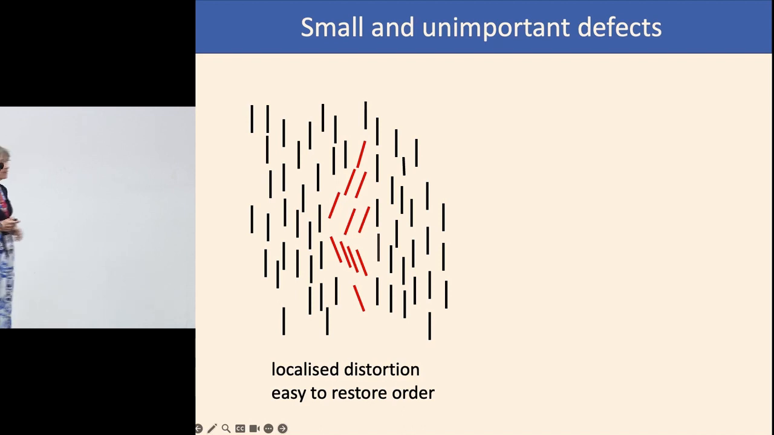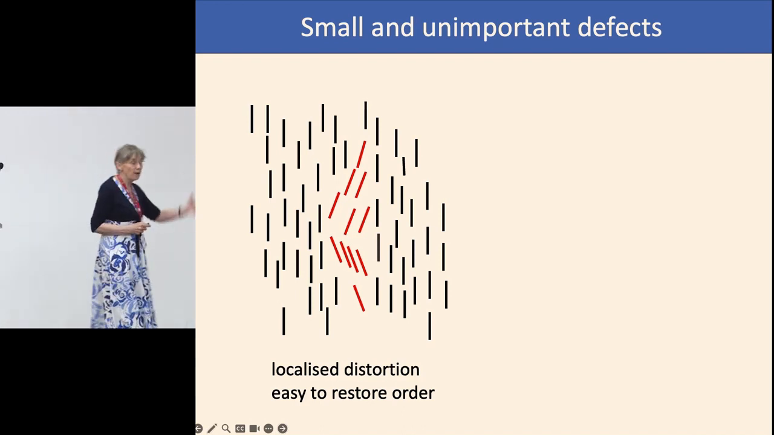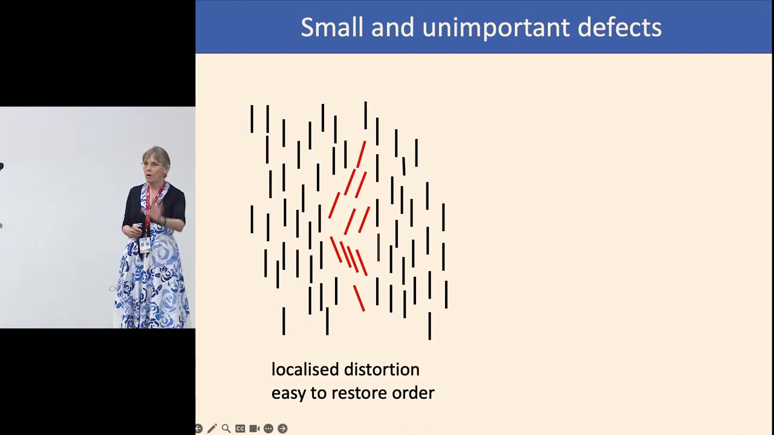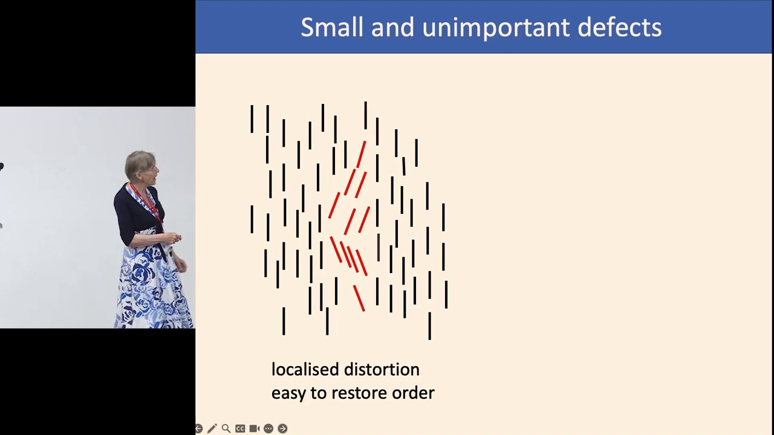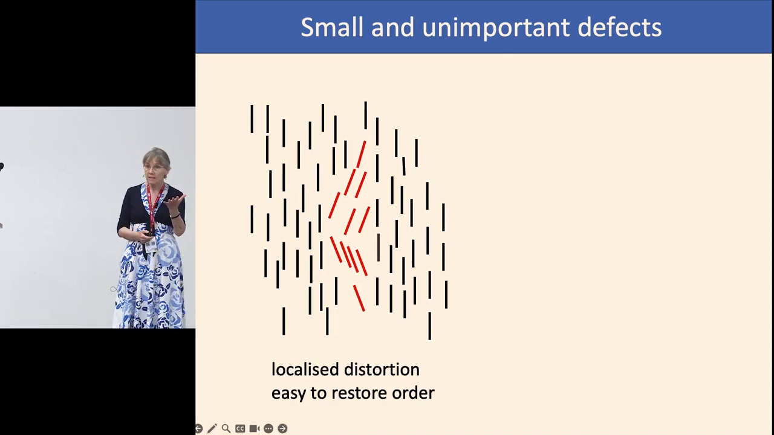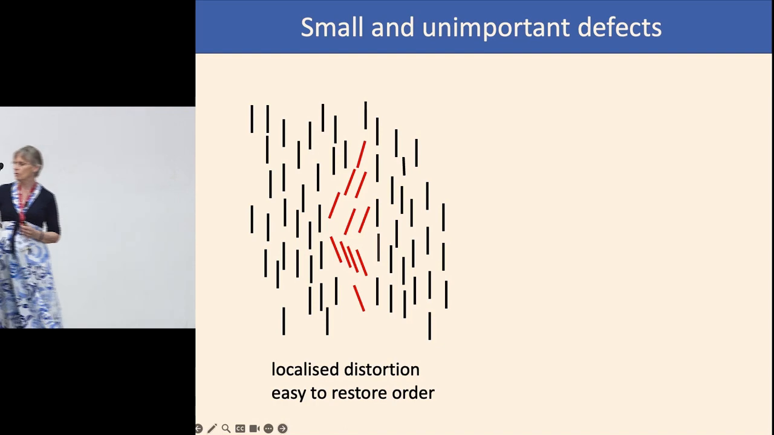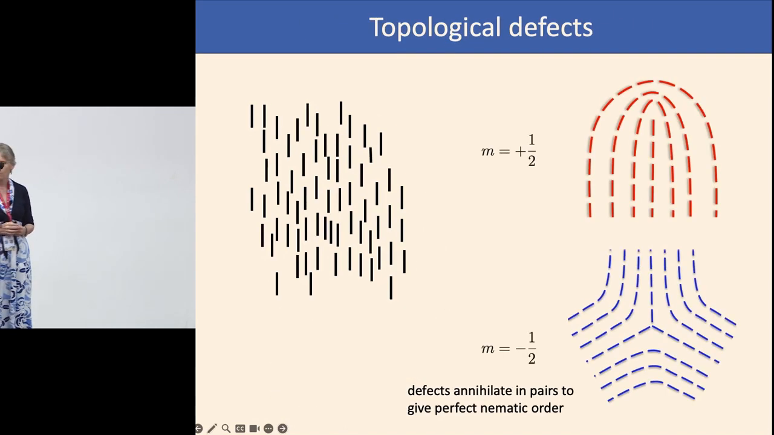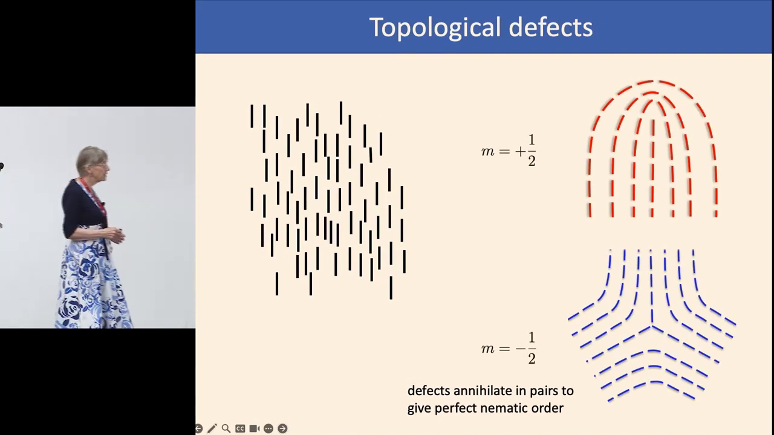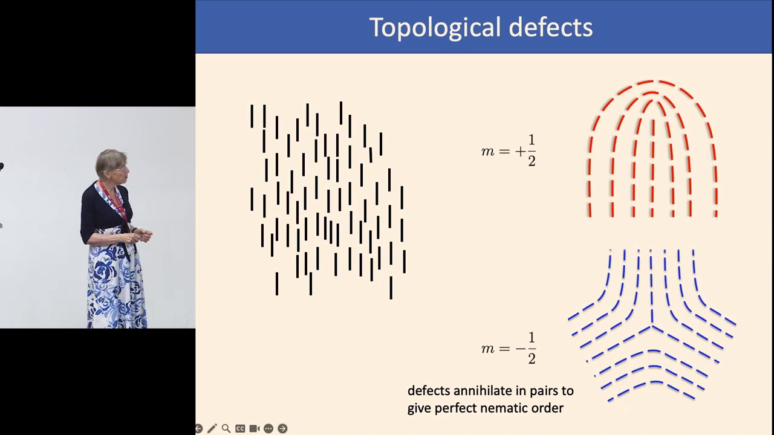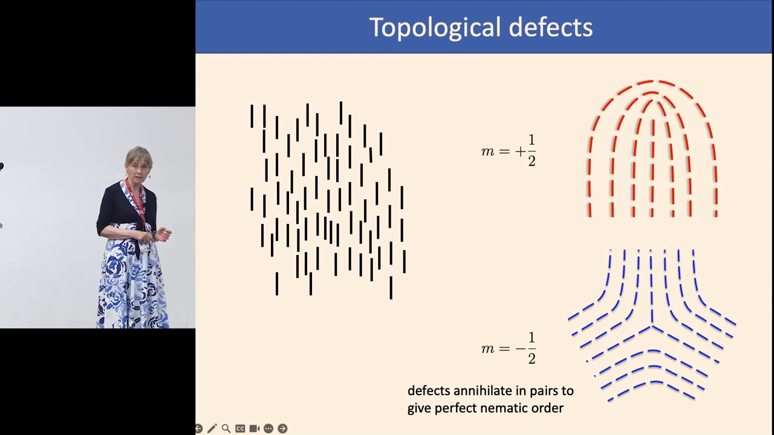In a nematic, if you get a little thermal fluctuation and a localized distortion, that's no problem. Dead easy to put it back how it's meant to be. The elastic forces will just relax you straight away so that everything is aligned again. But in these systems, you can also get more complicated defects, ones that are more of a problem, these topological defects.